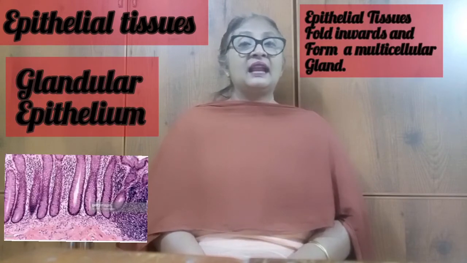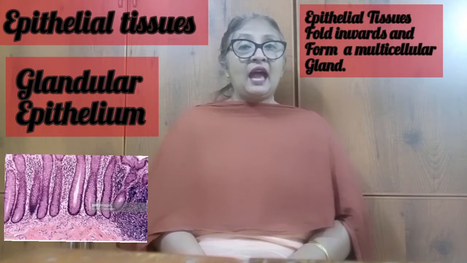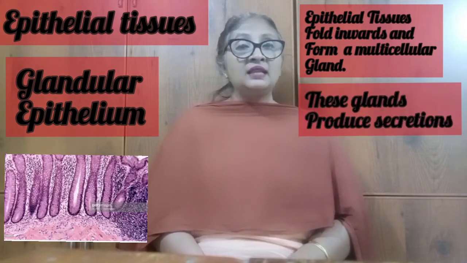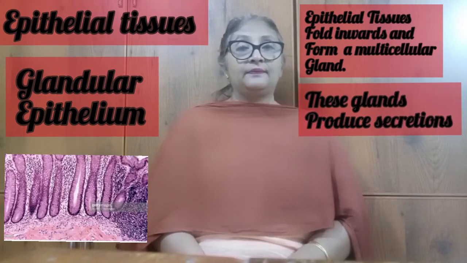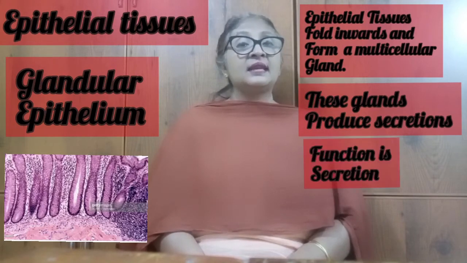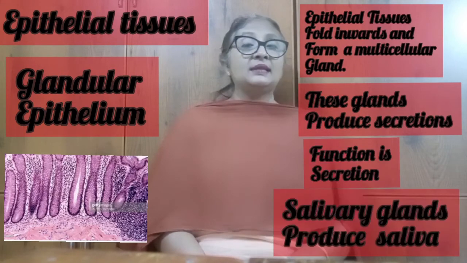Some of the epithelial cells function as glands. The epithelium folds inward and forms a multicellular gland. And these glands, they produce secretions. So the main function is secretion. Example is salivary glands, which produce saliva. Thus, we have seen the various subdivisions of epithelial tissues.